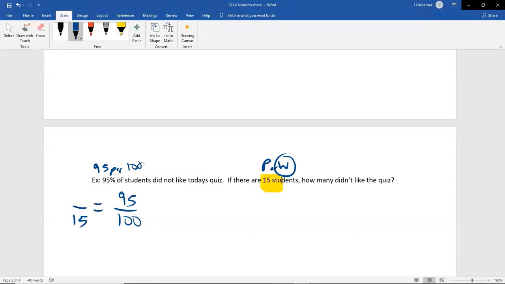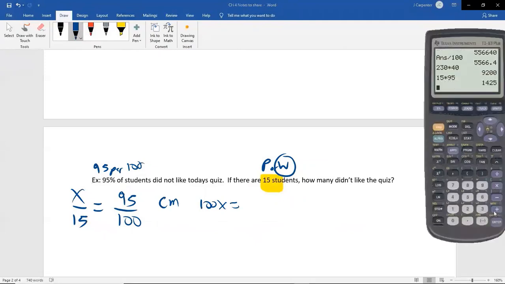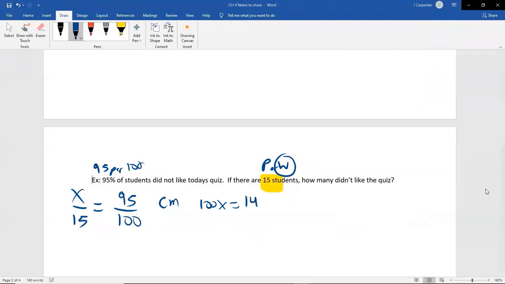Now, another way you could have figured this out is that the word "of" says the next thing goes in the bottom. So "of students" says the number of students goes in the bottom. Here's your number of students, so the 15 goes in the bottom. That's two different ways to set that up. Well, that makes this the x. We're going to cross multiply. So we get 100x is equal to 15 times 95. I'm not doing that in my head. I could if I had another 10 seconds. That's 1425.